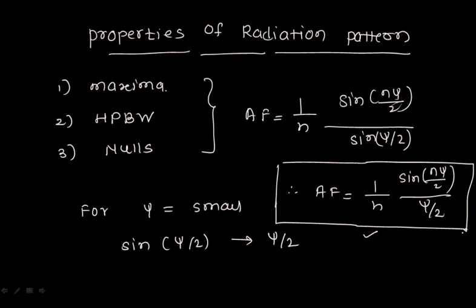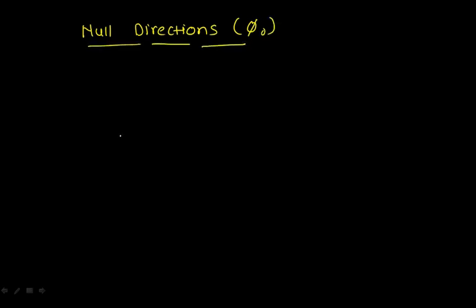Now the next one is the null directions. What do you mean by null directions? I think we have already talked about the first null beam width in the antenna parameters. But when it comes to the null directions, first we'll try to find out what we mean by a null direction. It is the direction in which zero field is observed. So I can say my E must be 0 here.